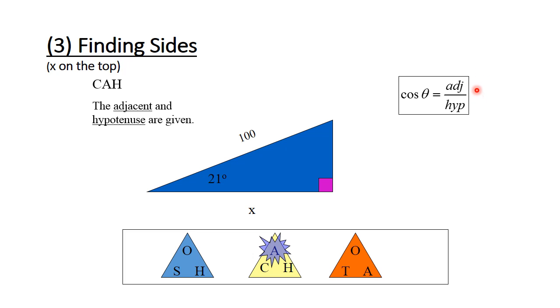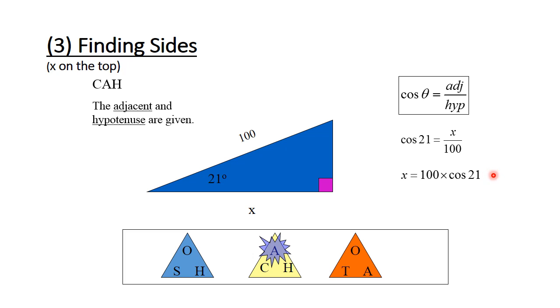So let's pick our pieces, what we're going to plug in. Our theta is 21. Our adjacent is our x, and our hypotenuse we said was 100. So let's plug those numbers in, and we get something that looks like this. Again, it's the same thing. The x is on the top. We start with that. We're going to cross multiply, and then we're going to go 100 times cos 21. So always starting from the right hand side.